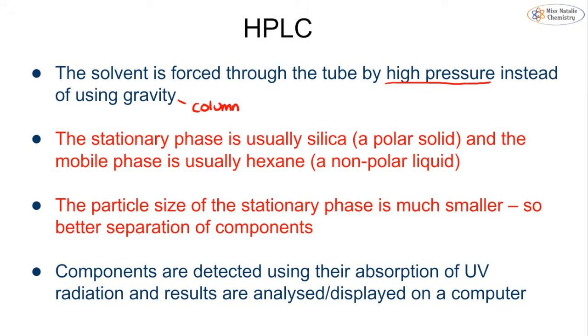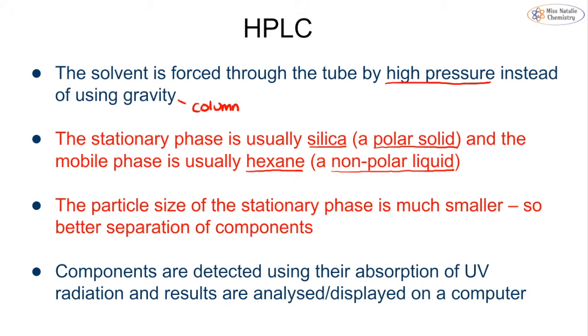In terms of the stationary phase and the mobile phase, the stationary phase is generally silica. So you'll find either the column is packed with silica or there'll be silica coated on the inside of the tube, and that is a polar solid. And the mobile phase typically is hexane, however sometimes that can change depending on what type of mixture it is that you're separating, and that is a non-polar liquid. So again, our stationary phase being the solid, mobile phase being the liquid. So that's similar to the paper chromatography.